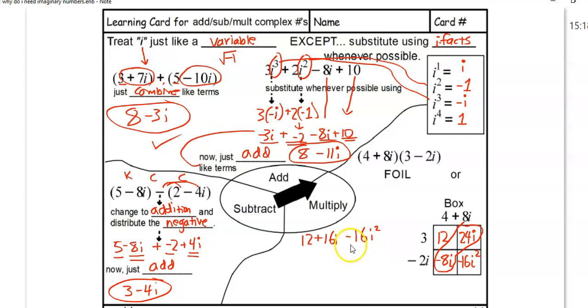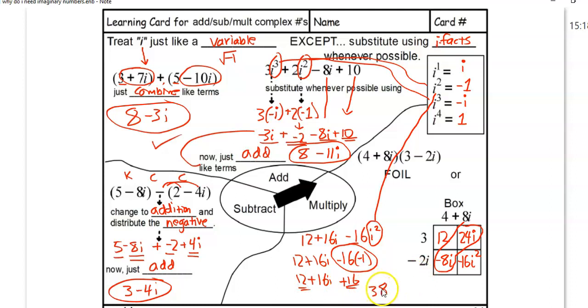And I'm almost done, except I realize that, hey, i squared, if I see that, I can replace it using my i facts with negative 1. So this is going to be 12 plus 16i minus 16 times negative 1. The negative 1 times negative 16 is just going to turn this into plus 16. So I've got 12 plus 16i plus 16. So 12 and positive 16, that's going to be 38.